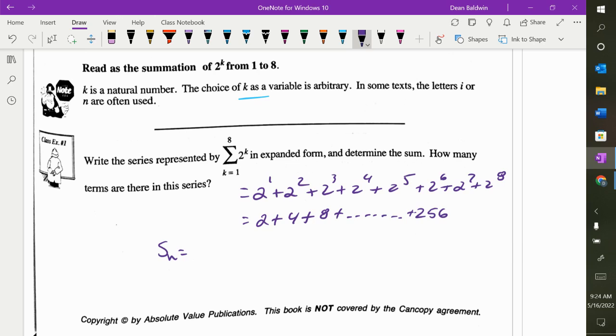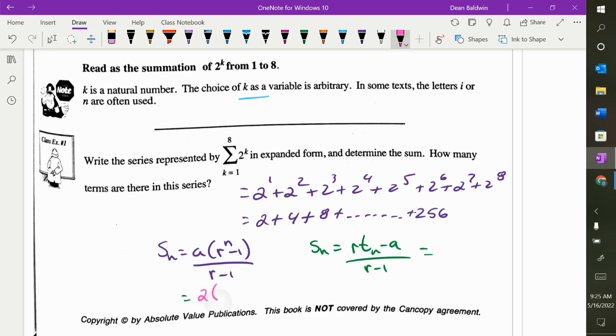Let's do them both. So we can use the first one, a(r to the n minus 1) over r minus 1. Or we can do it using the second one, which is (r times tn minus a) over r minus 1. All right. What's my a value? Well, for the first one here, what's my a value? 2. What's my r value? R is 2 because they're going up by 2s, right? Or multiplying by 2, by a factor of 2.